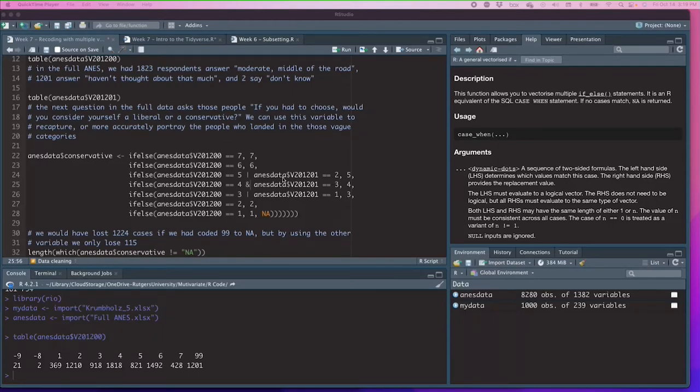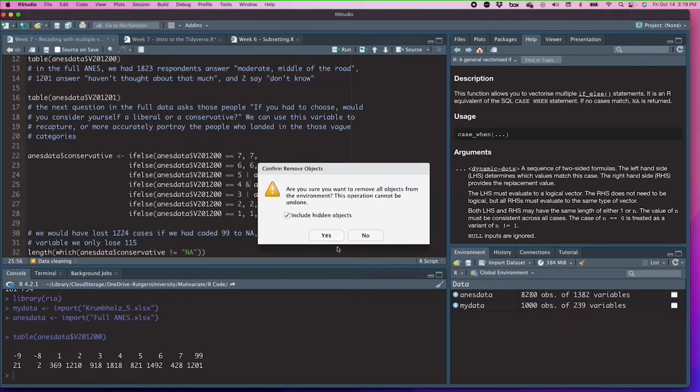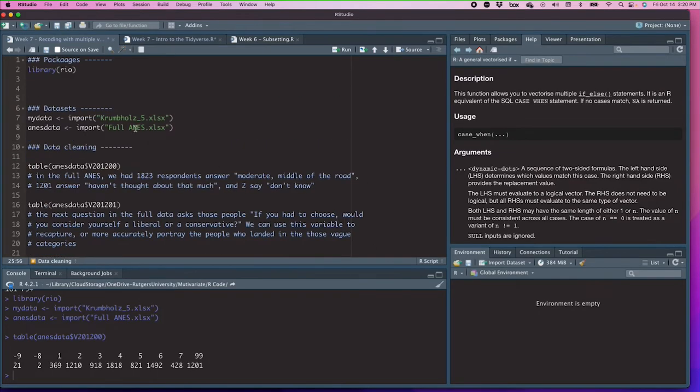This video should be, I think, relatively short. In this one, I'm just going to show you how you can, let me clear this really quick so that we can start from scratch, recode multiple variables into a new variable. So just another thing to throw in your recoding toolbox, really.